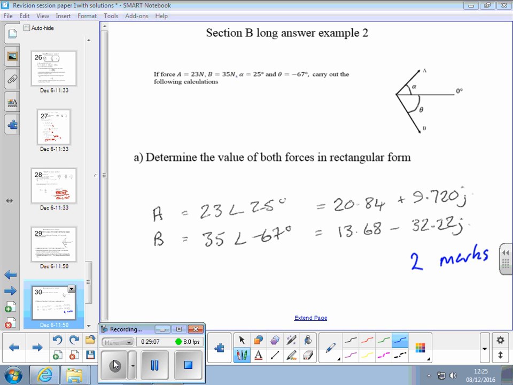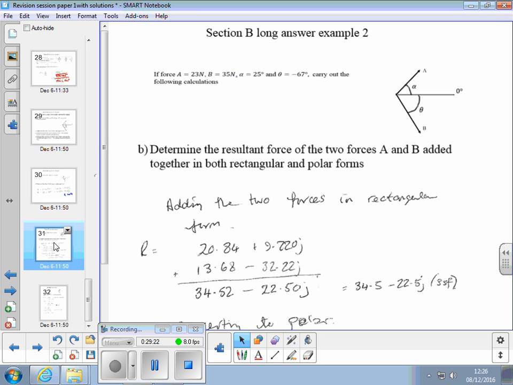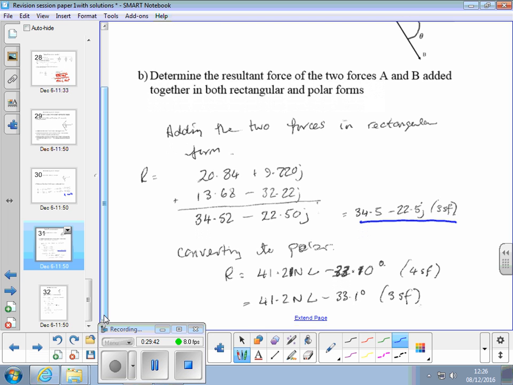That's 25. Yeah. These answers were created by me writing them on paper and scanning them, and they haven't come out that clear, unfortunately. Right. So the resultant is these two added together. So we add those two together, come out with that complex number, 34.5 minus 22.5j, and convert that to polar. So we got 41.2 newtons at an angle of 33.1 degrees.